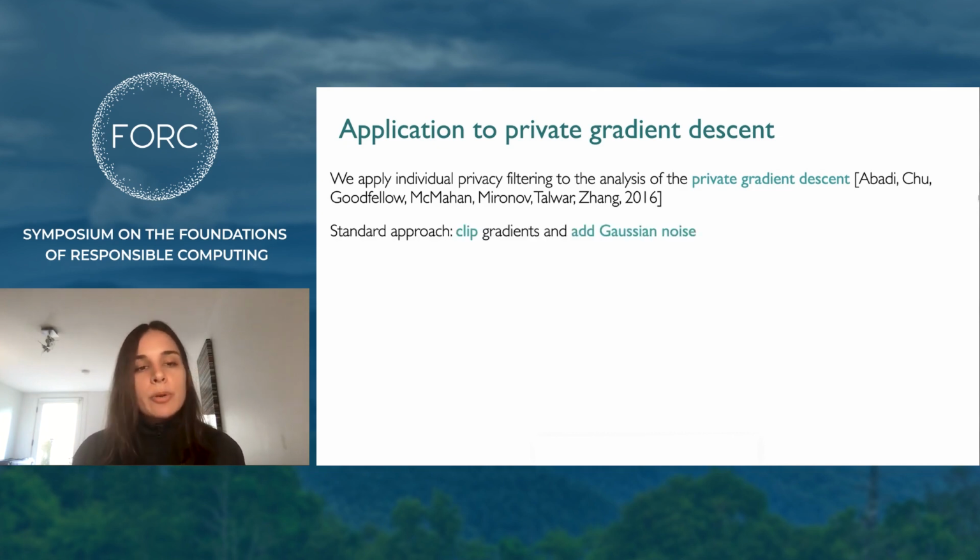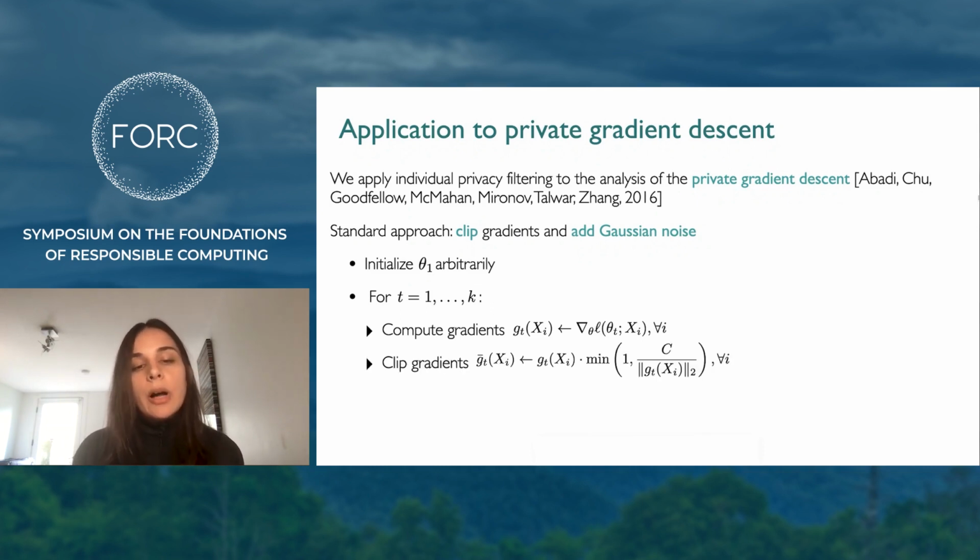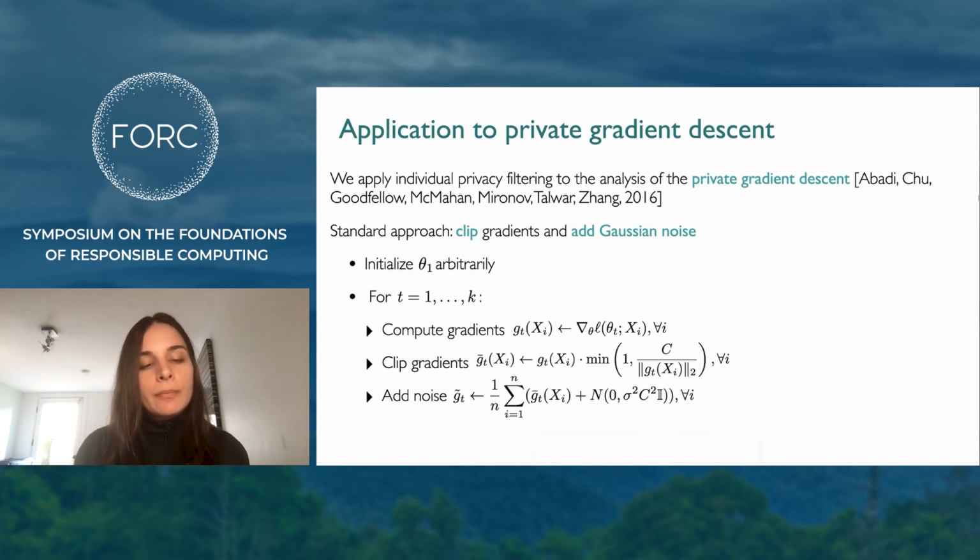So the standard approach to running private gradient descent is to clip the gradients and add Gaussian noise. And this is how the algorithm roughly goes. So we initialize the first iterate arbitrarily. And then for k sequential rounds, we first compute all the gradients at the current optimization iterate. Then we clip all the gradients to have norm at most c. Then we add noise to these gradients. And finally, we just take a gradient step.